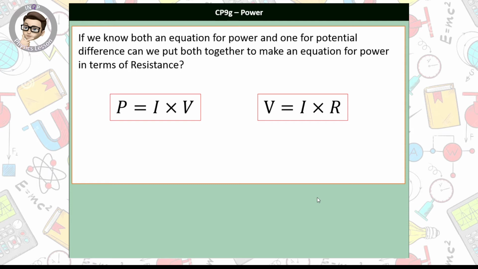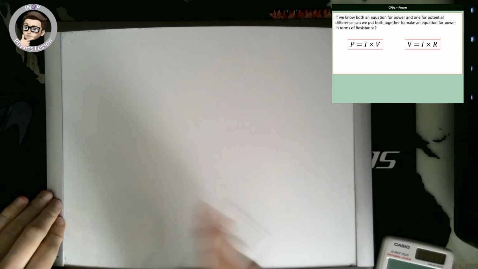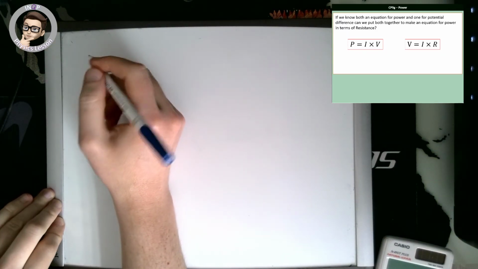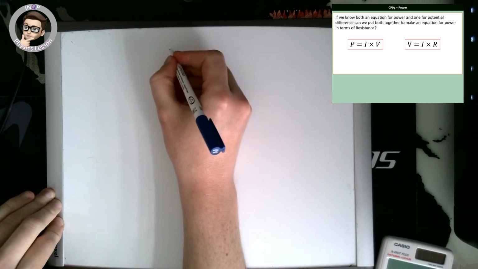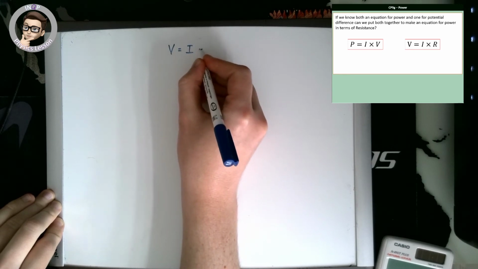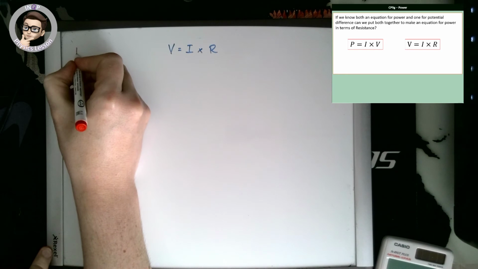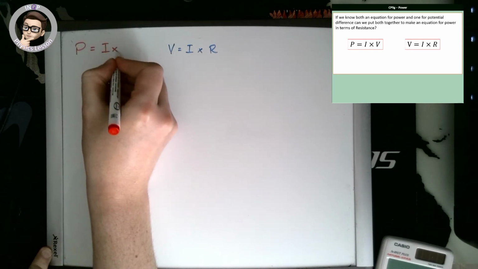Okay, now we're going to put two equations together to build a new equation for power. The two equations we're going to use are P equals I times V and V equals I times R. And we're going to work out how to do this, very much like how we would do it at A level. So we'll start with V equals I times R, Ohm's law that we've learnt so far. And we also know from the previous step that P equals I times V.